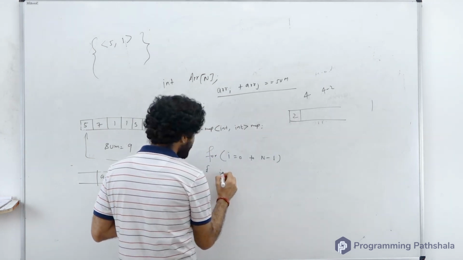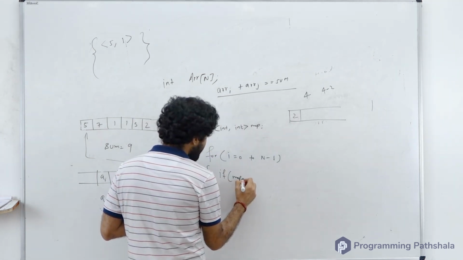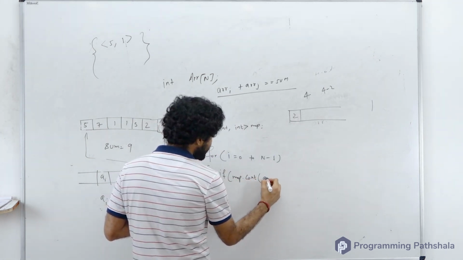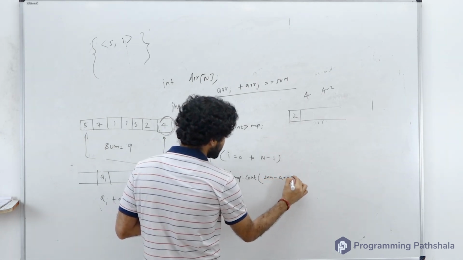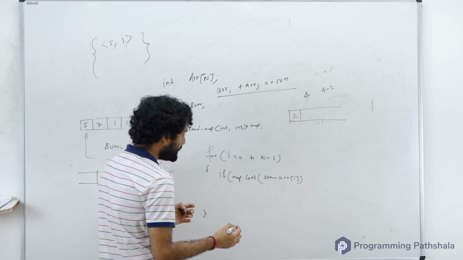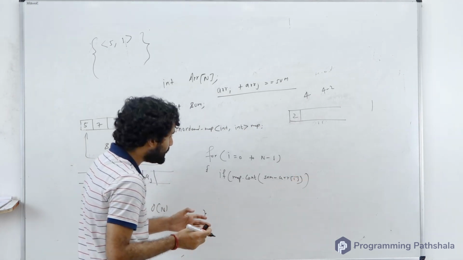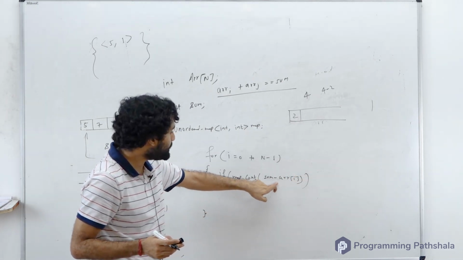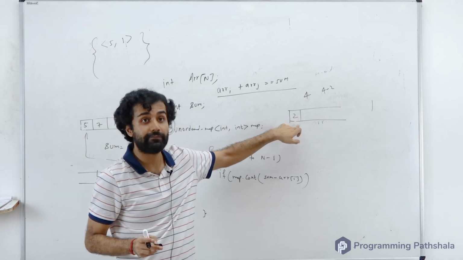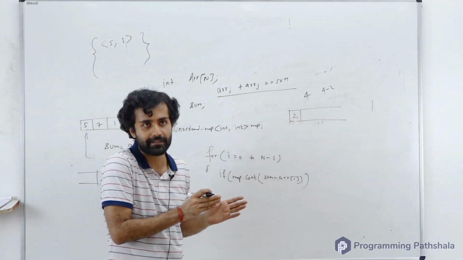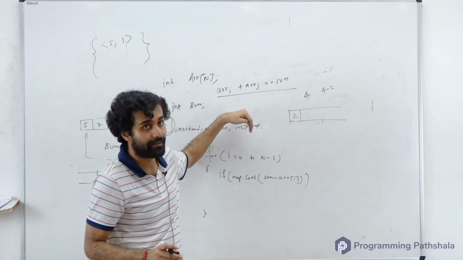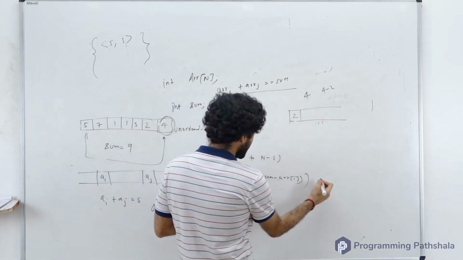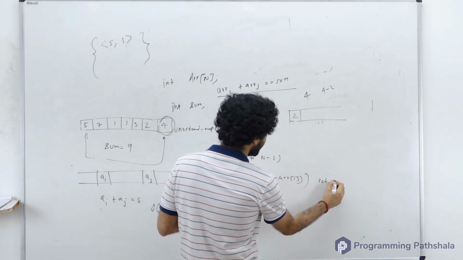So the first thing that you should do is check if map dot contains sum minus array of I. If the map contains this thing, it can never happen that the element which it contains is that element itself, because it has not been pushed yet. So if it contains something, it must contain something which has come before it, right? So in this case, I should directly return true.